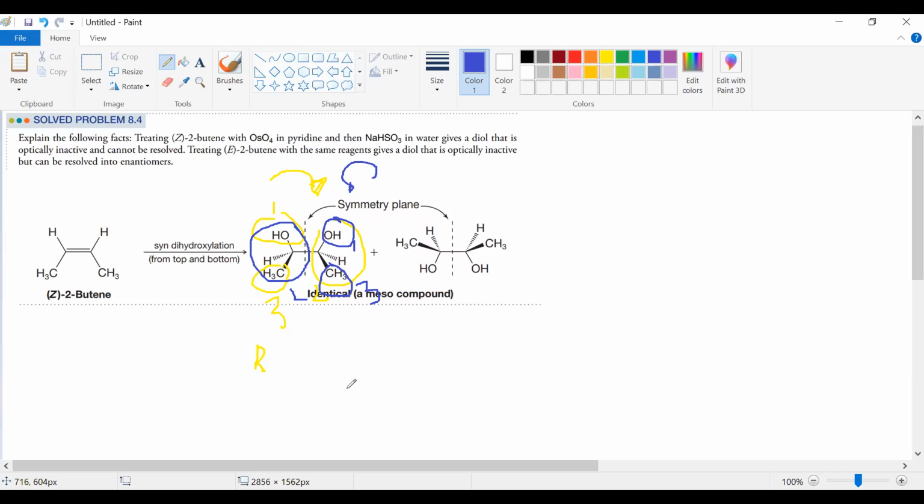Counterclockwise. Counterclockwise. So what is the configuration? R or S? S. Okay, it is an S. So carbon 2 here, if you start counting from here, this is R, this is S.